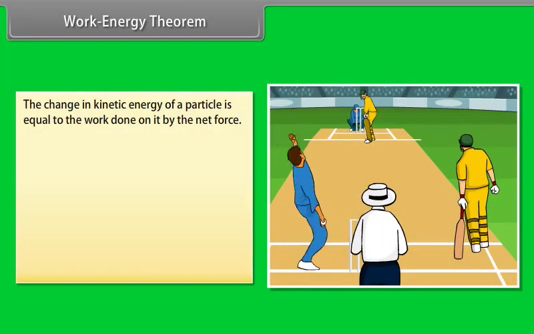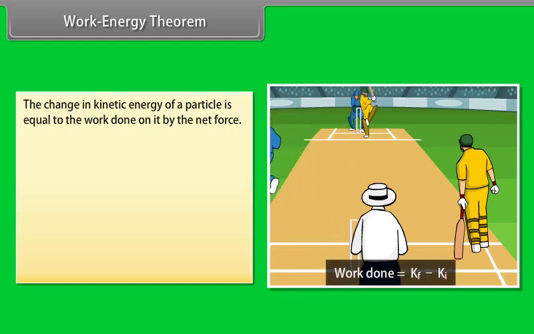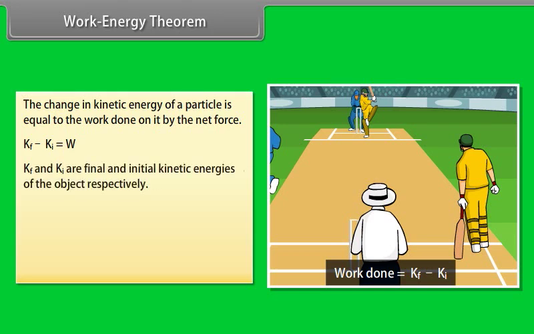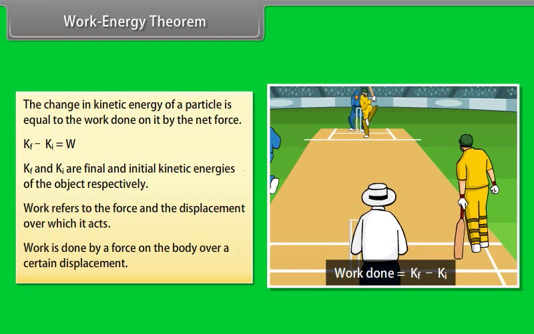Work energy theorem. The change in kinetic energy of a particle is equal to the work done on it by the net force. Kf minus Ki is equal to W. Here, Kf and Ki are the final and initial kinetic energies of the object respectively. Work refers to the force and the displacement over which it acts. Work is done by a force on the body over a certain displacement.